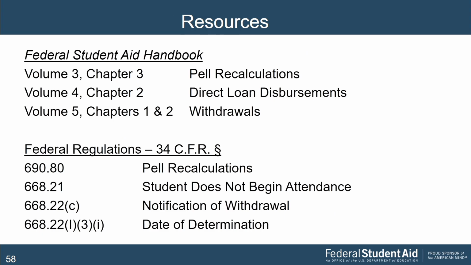Your resources for Pell calculations: it's Volume 3, Chapter 3. For direct loans, Volume 4, Chapter 2. And Volume 5, Chapters 1 and 2 talk about withdrawals. And in the regs, for Pell calculations it's 34 CFR 690.80. For students who do not begin attendance, it's in 34 CFR 668.21. Notification of withdrawal, we cover that in 34 CFR 668.22(c), and date of determination is 34 CFR 668.22(l)(3)(i).